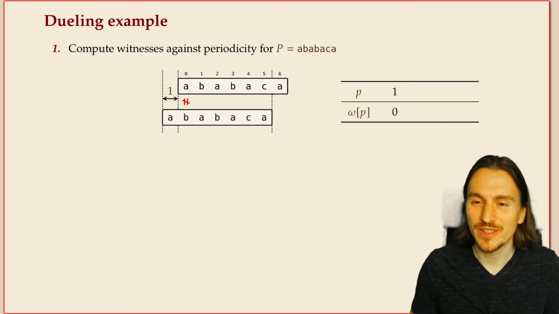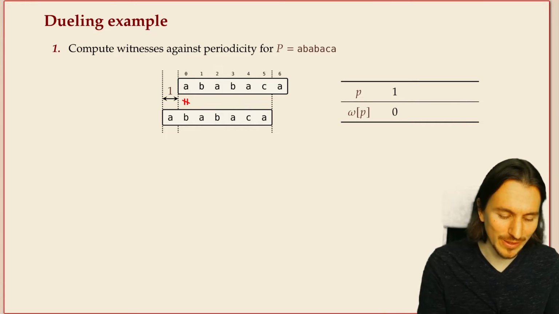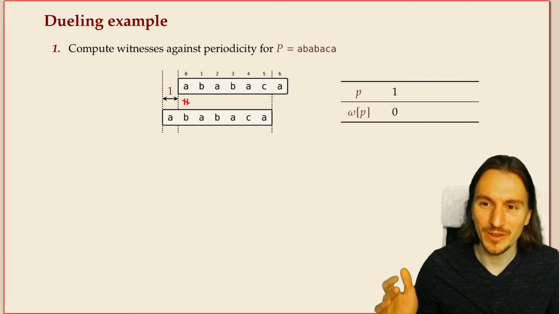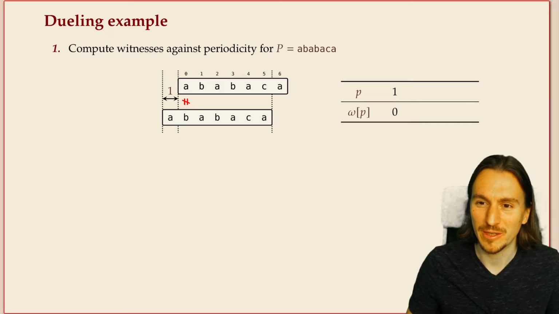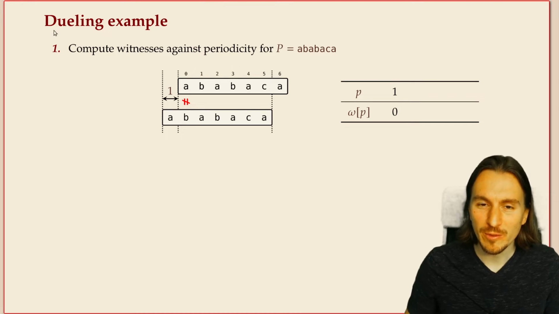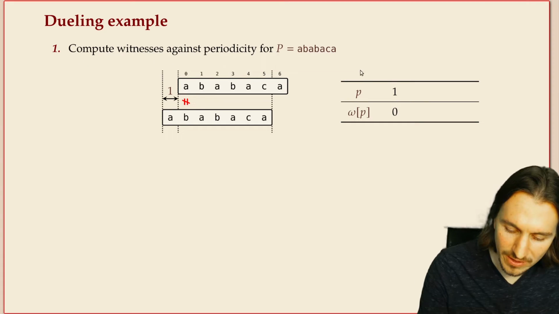I want to discuss this again on a concrete example because the concept is kind of clear, but maybe you want to see this spelled out in a bit more detail to see how it really works. So the first step for string matching with duels is to compute the witness table. So that's this.